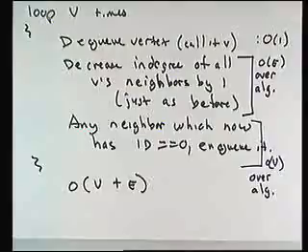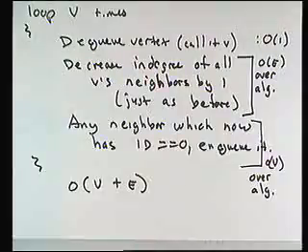Which for dense graphs is just as bad as before. It'll be order V squared time if the number of edges is about V squared. But for sparse graphs, this will be much better than before, because now instead of being order V squared time, this is V plus E. And so that's that result there.